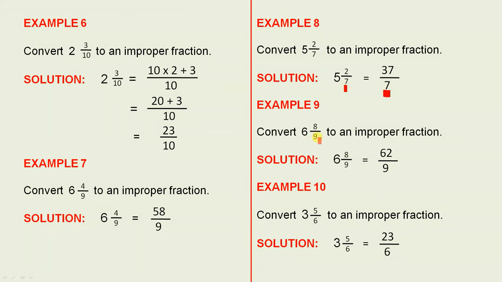Converting 6 8/9, 9 6s are 54. 54 plus 8 is 62, 62/9. And finally, converting 3 5/6, 6 3s are 18, plus 5 is 23, 23/6. And that's how you do the conversion. Very, very simple if you know your times tables.